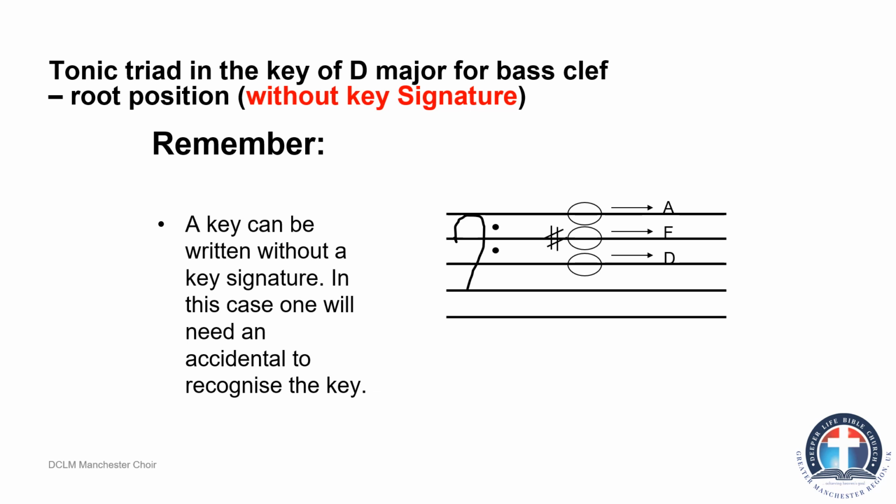Okay, and that's how it's written without key signature. And take note that the reason why F is sharpened here is because it's part of the notes that are sharpened for key D major. Two notes are sharpened, remember, F and C. And since F is included in the tonic triad for D major, F is then sharpened.